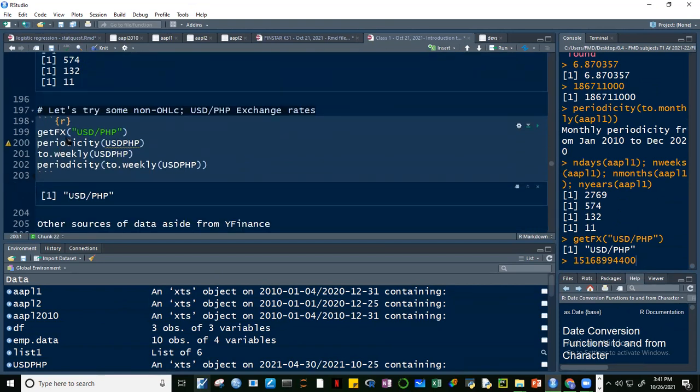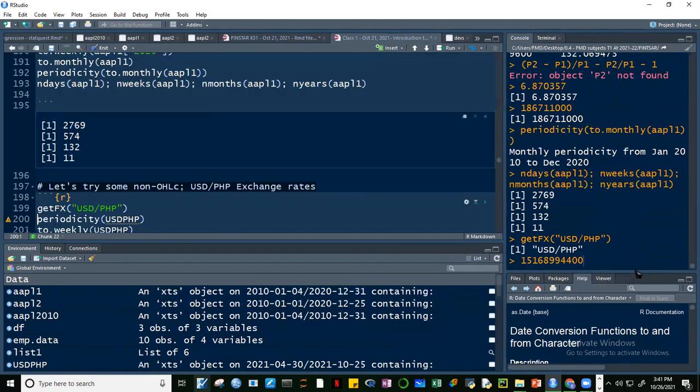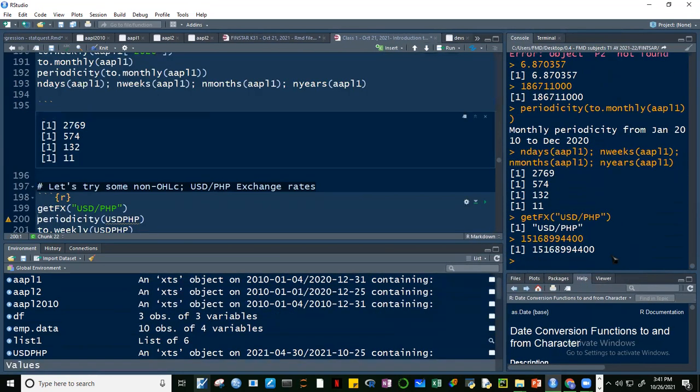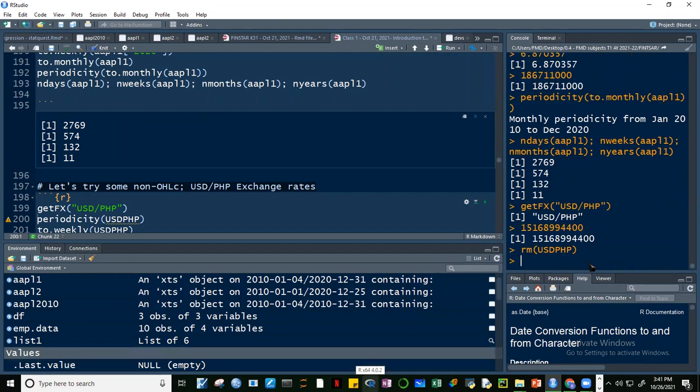Okay, it automatically created an object. Okay, let me check first, guys. Let me check. Remove the USD PHP. Okay, I'm going to remove this. Okay, so the USD PHP is gone, no? It's no longer here in our object.